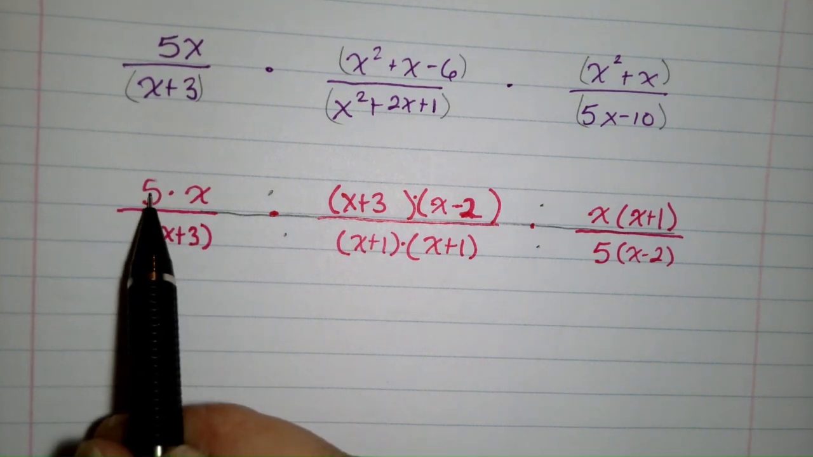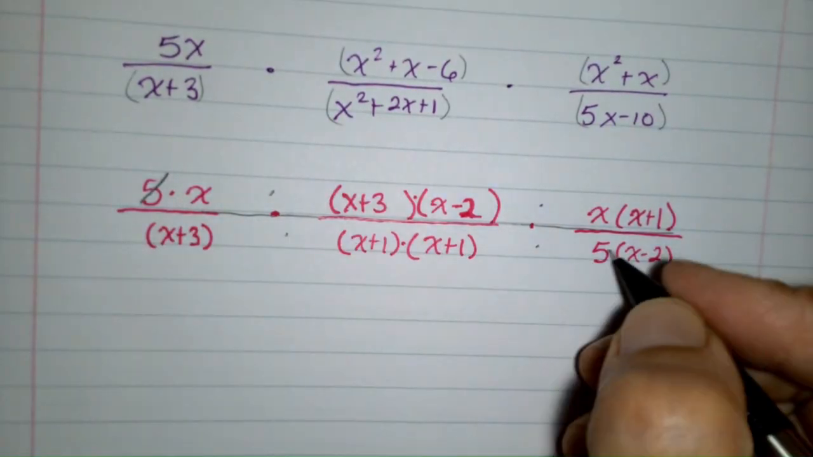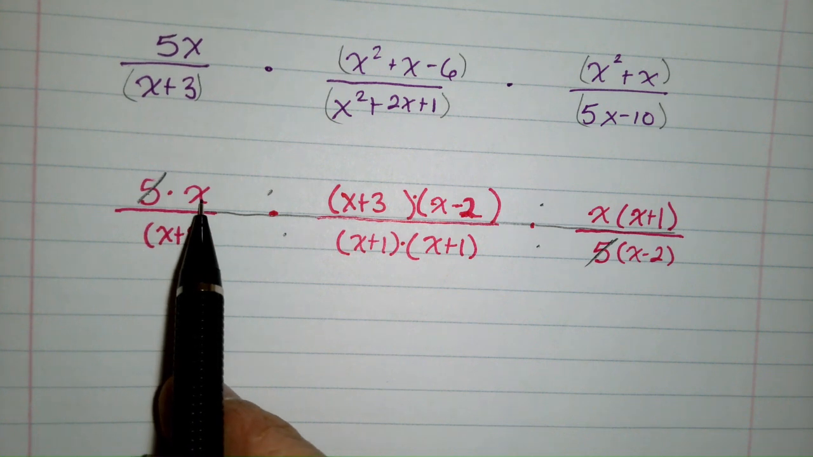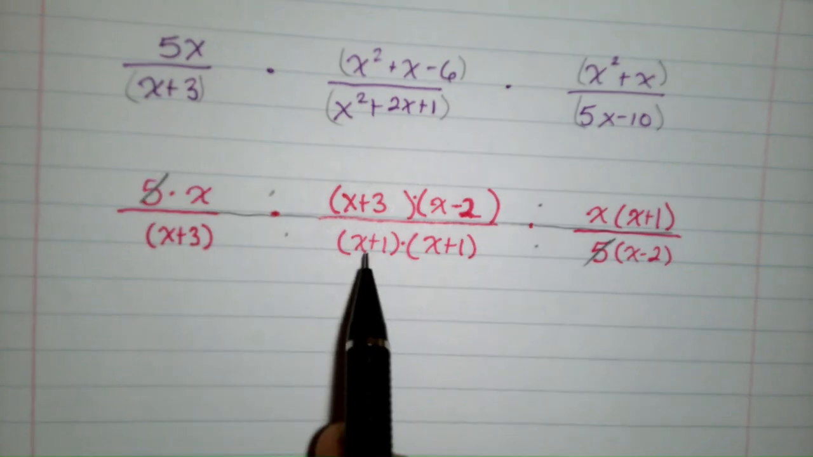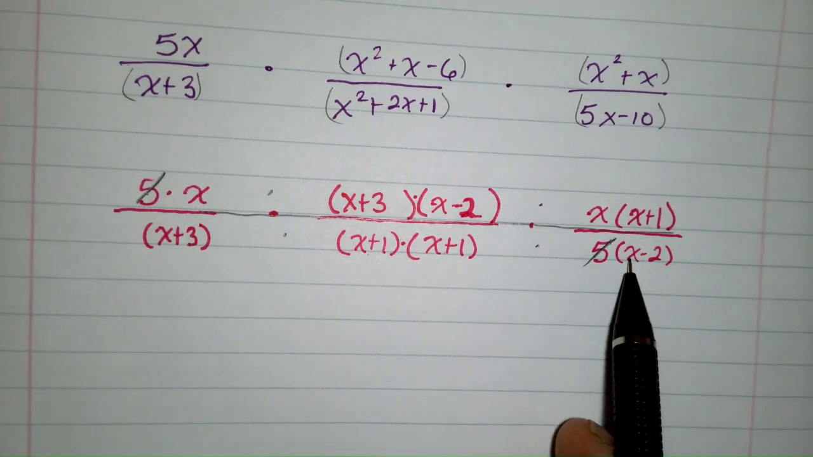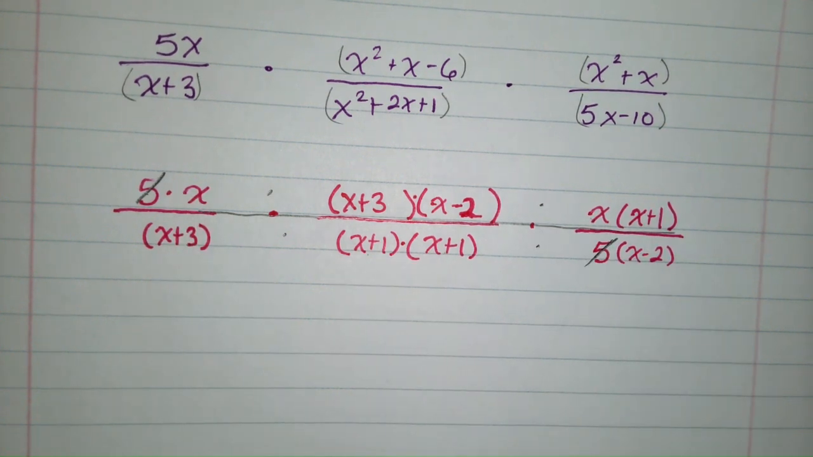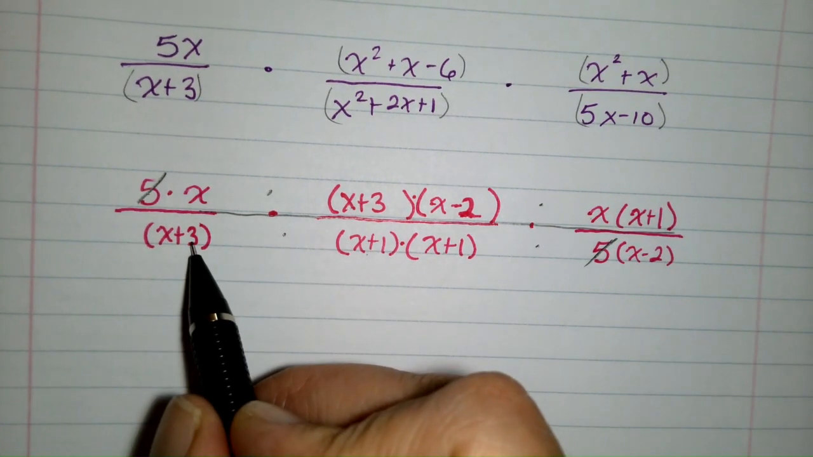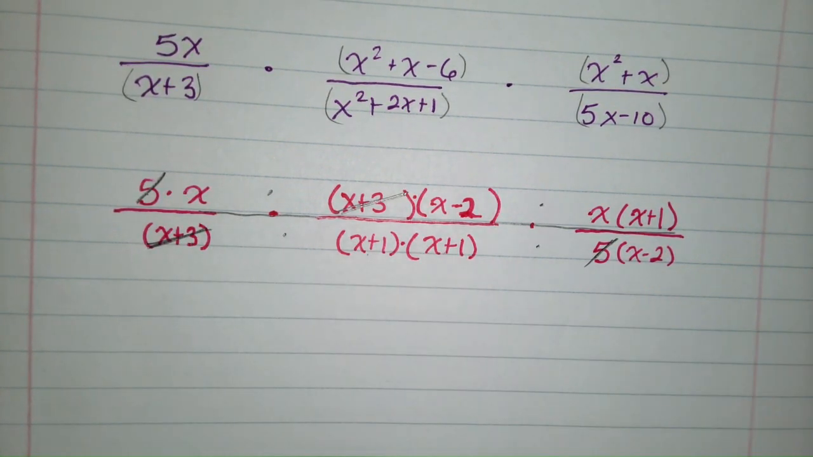So here's a 5 in the numerator. Is there a 5 anywhere in the denominator? Yes. So this 5 and this 5 are going to cancel. Here is an x in the numerator. This is a multiplier of x plus 3, x plus 1, x plus 1, x minus 2, so no. I get that there's an x here and an x here, but they're both in the numerator, so they have to stay in the numerator. You can't cancel. Here's an x plus 3 in the numerator and an x plus 3 in the denominator. So a numerator x plus 3 cancels out a denominator x plus 3.